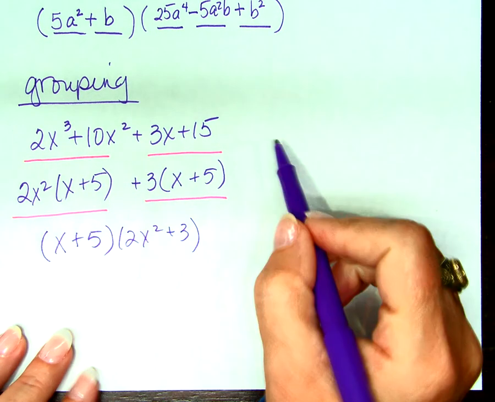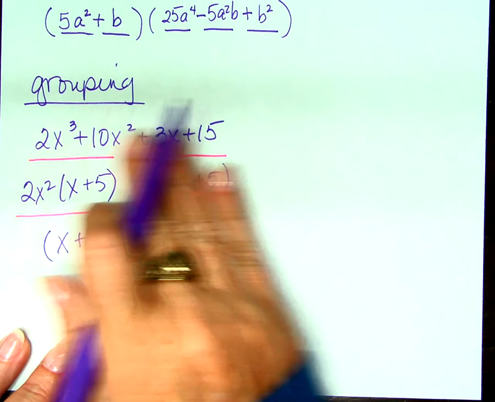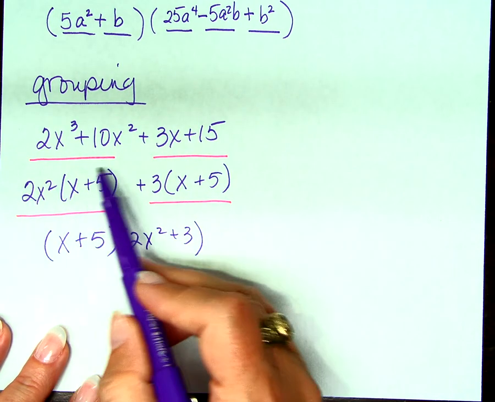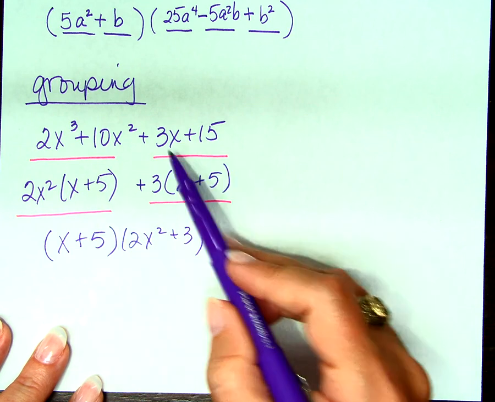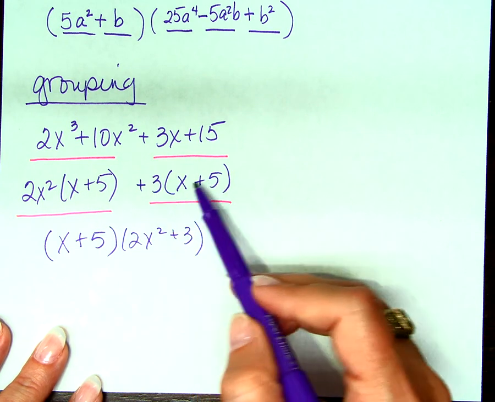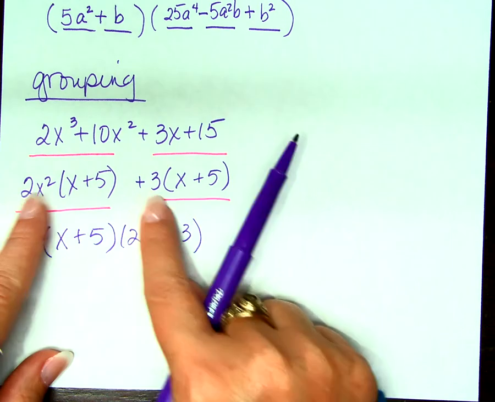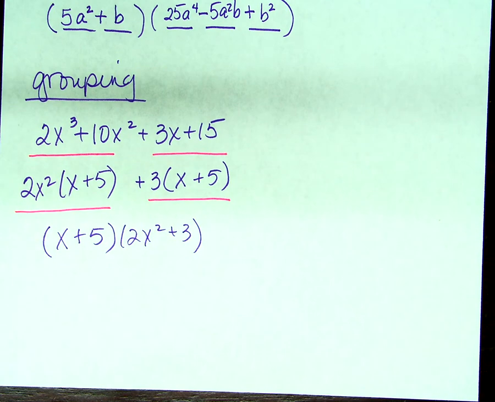There's 4 terms. I group them, 2 and 2. I look at the first 2, take out a greatest common factor. I look at the last 2, take out a greatest common factor. I look at these 2 terms, take out a greatest common factor. What's left is my other factor. Got it? Can I try to trick you?